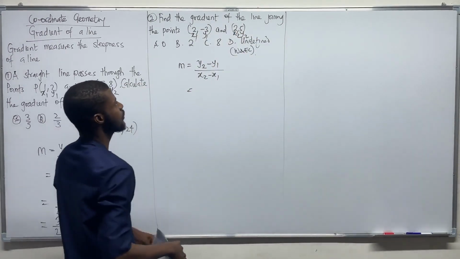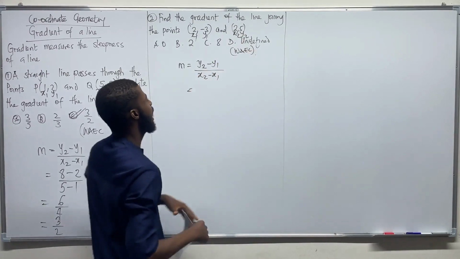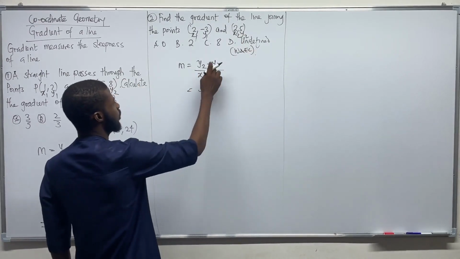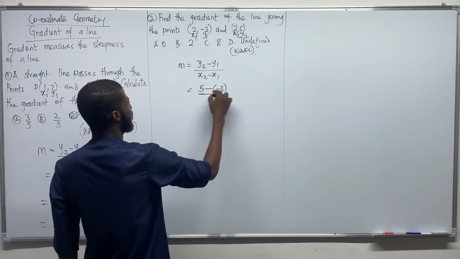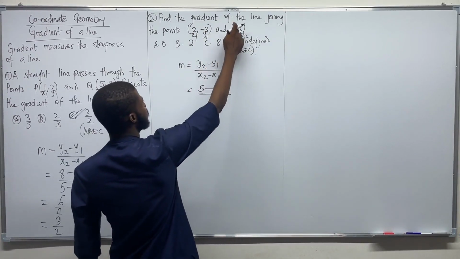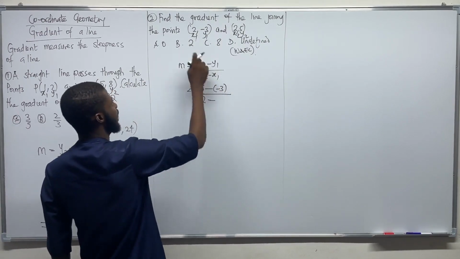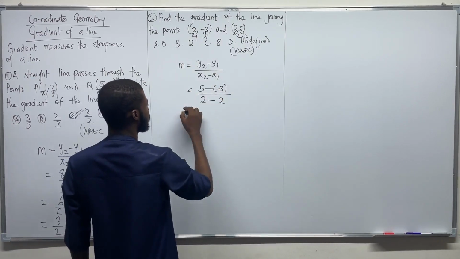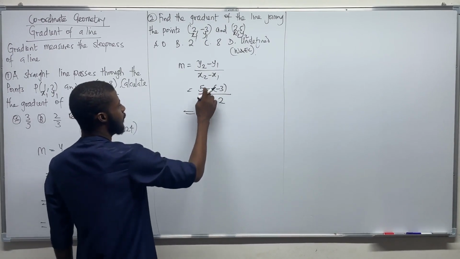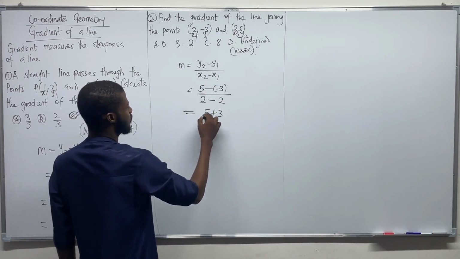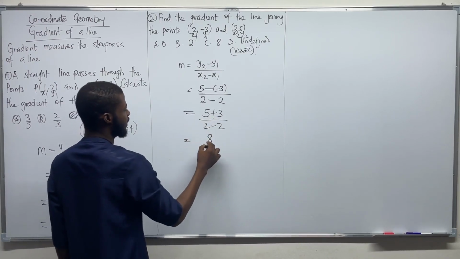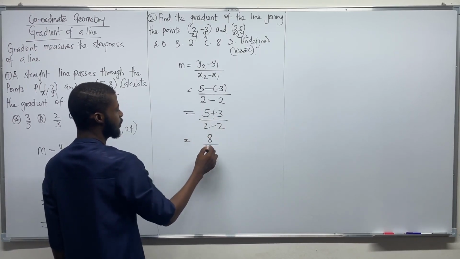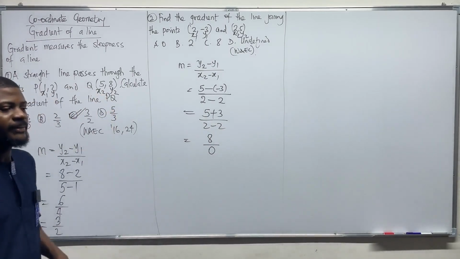So what's y2? y2 is equal to 5. So this is 5 minus, what is y1? y1 is equal to -3, divided by, what is x2? x2 is 2, minus, what is x1? x1 is 2. So this is 5 minus minus, which is plus, 3, divided by 2 minus 2. So what is 5 plus 3? That's 8. And what is 2 minus 2? That's 0.